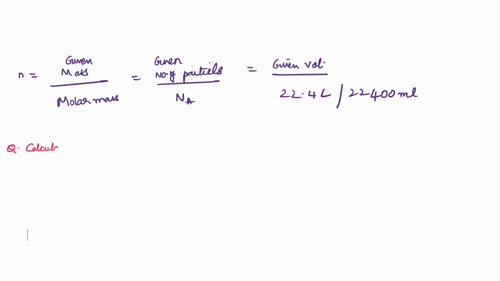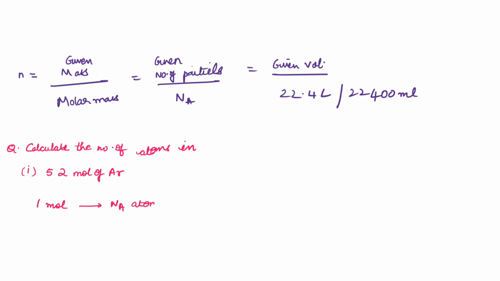The first question is to find the number of atoms present in 52 moles of argon. Okay, we all know that 1 mole has Avogadro number of atoms. So how much does 52 moles of argon have?